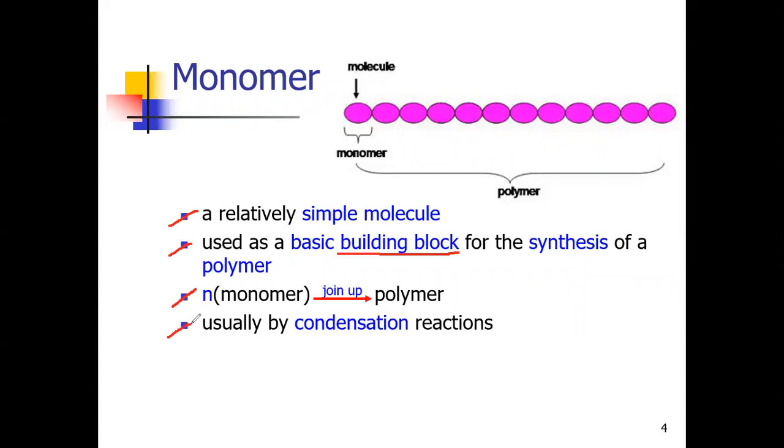So usually monomers are joined by condensation reaction. Now the word condensation in English means water droplets are formed. In chemistry, condensation means that when two molecules join together, water is released as part of the product. So water becomes one of the products. In the diagram, you can see this is one unit of monomer, which is the simplest building block. And when you join all of them together, it will form a polymer.